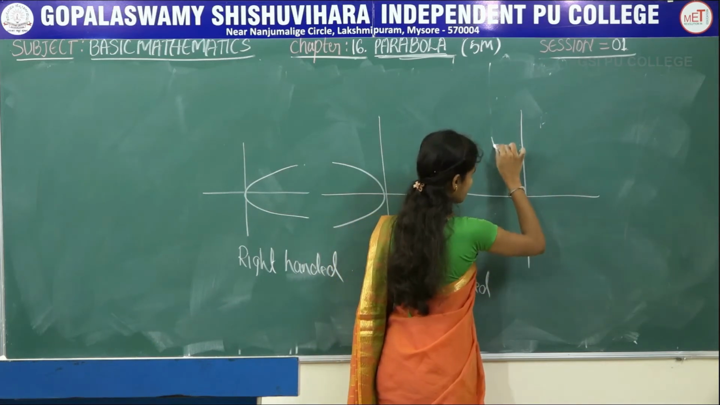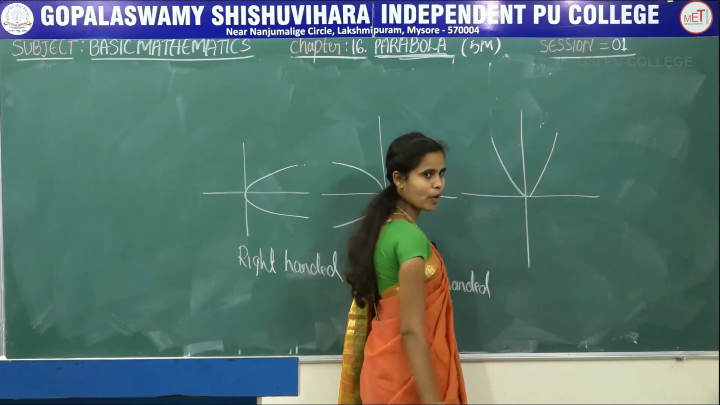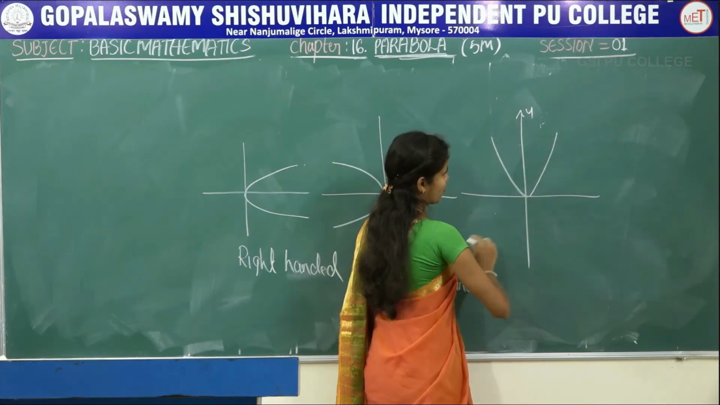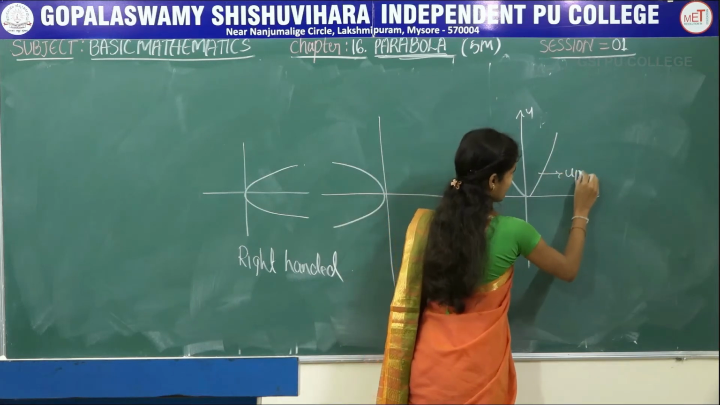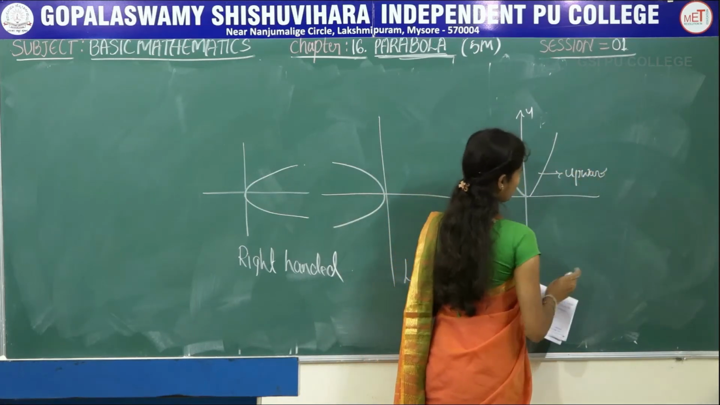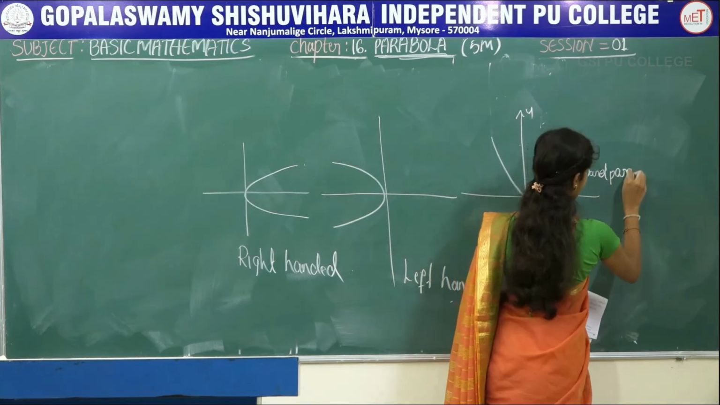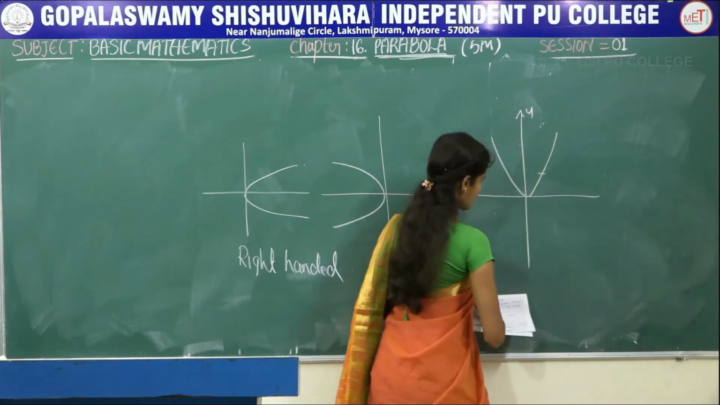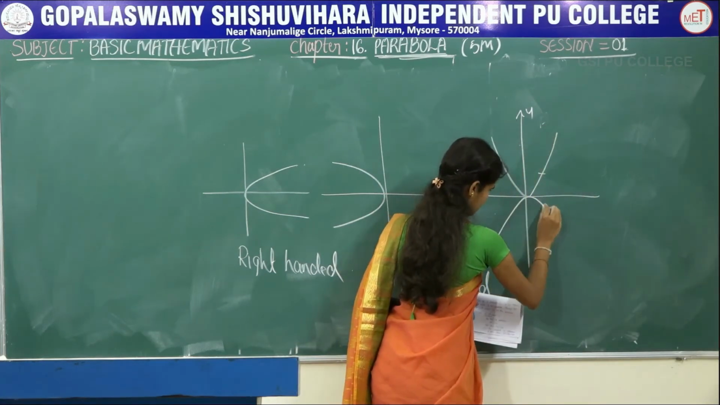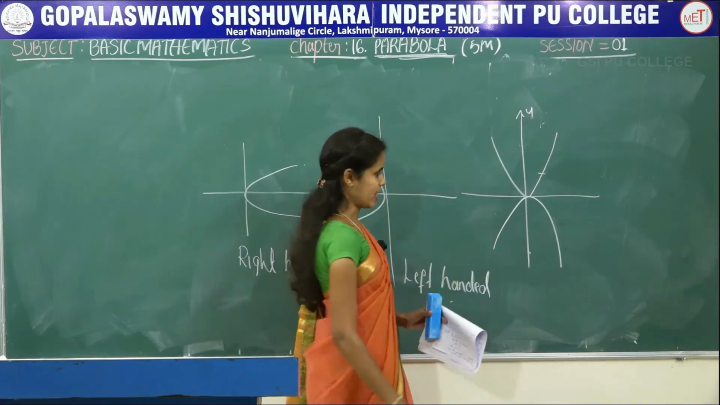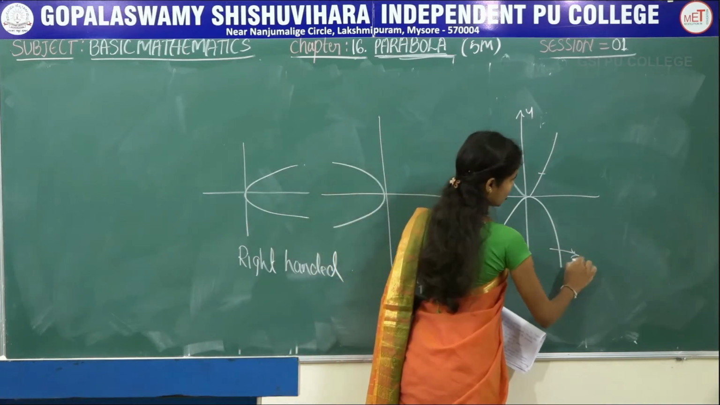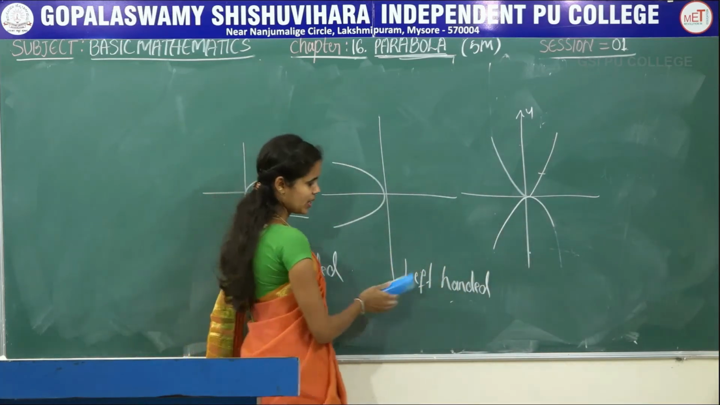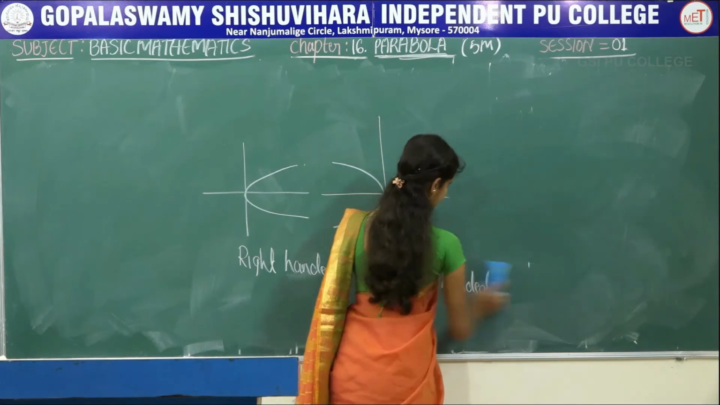Next, the third one. If the parabola is symmetric with respect to the positive y-axis, it opens upwards, and it is called an upward parabola. Similarly, if it is symmetric with respect to the negative y-axis, then it is called a downward parabola. So first let us discuss the right-handed parabola and left-handed parabola and their characteristics.